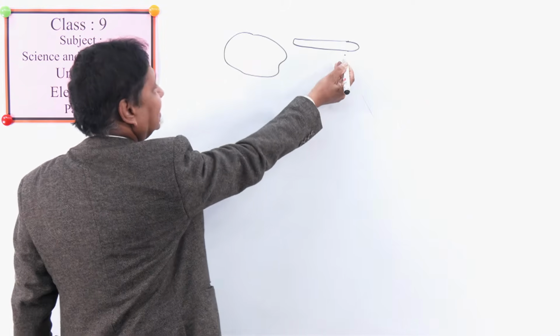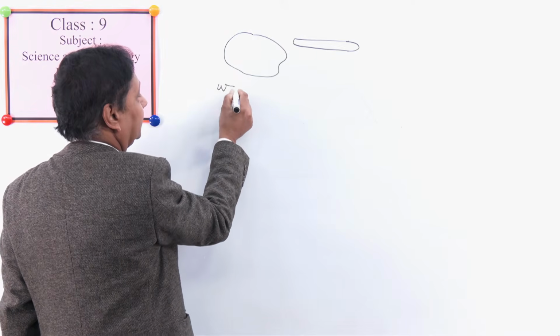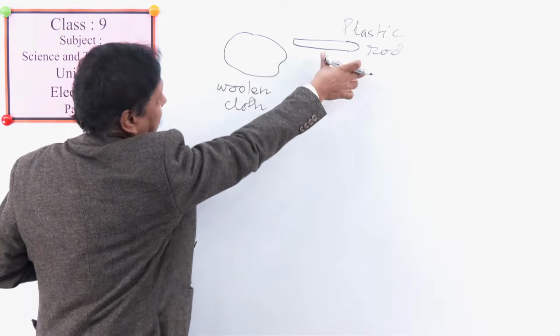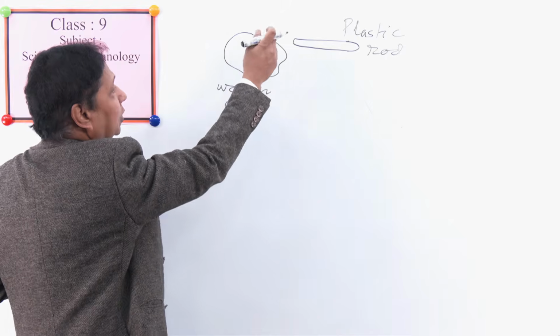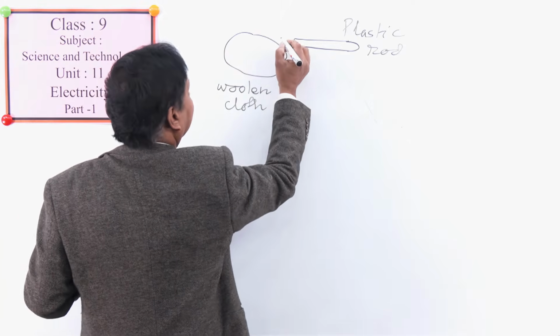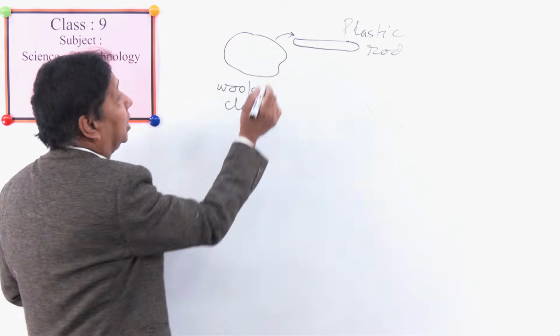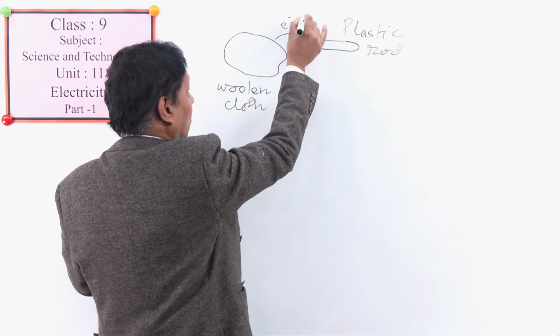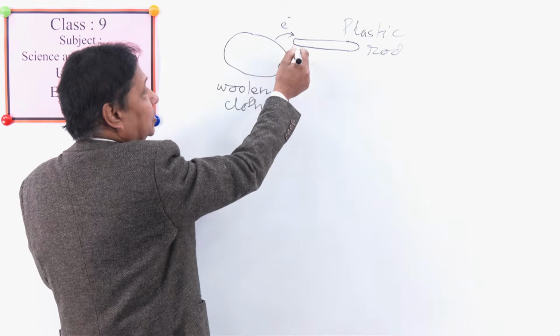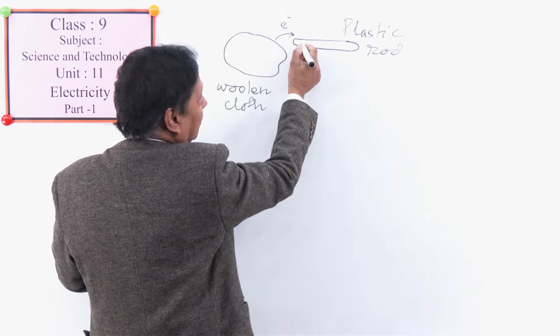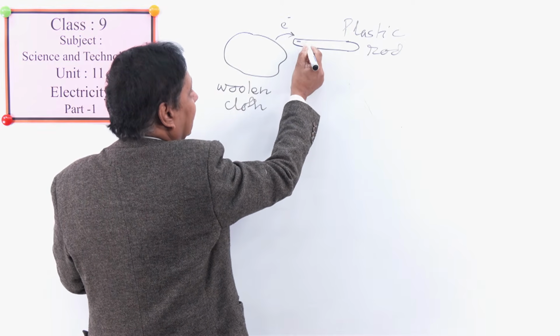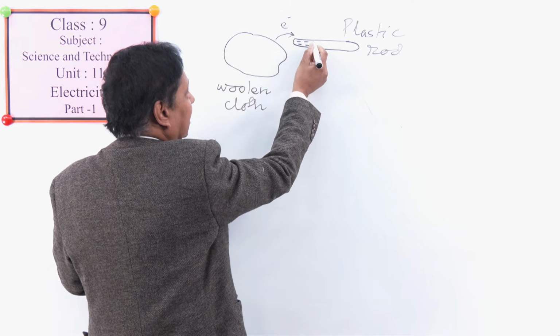If this plastic rod is rubbed on the surface of woolen cloth, then some of the electrons from the atoms of the woolen cloth transfer to the plastic rod. Because of this transfer of electrons, the number of electrons in the atoms of the plastic rod becomes more. And if electrons are more, then it becomes negatively charged.